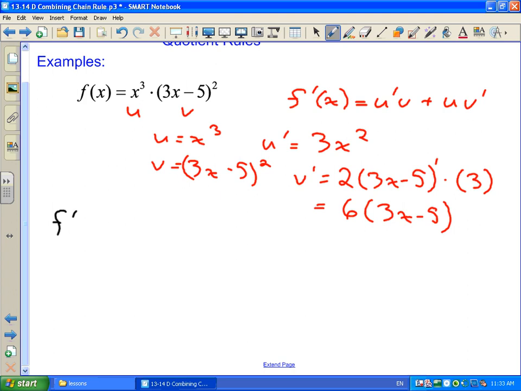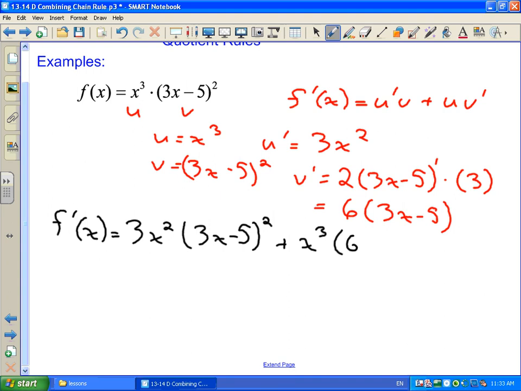Okay. Now we can put all these expressions together to get the derivative of our function f. So f prime of x is going to be, let's see, u prime, which is 3x squared, times v, which is (3x minus 5) all squared, plus u, which is x cubed, times 6(3x minus 5). I'll just put that 6 in brackets to remind ourselves that it gets multiplied by everything.